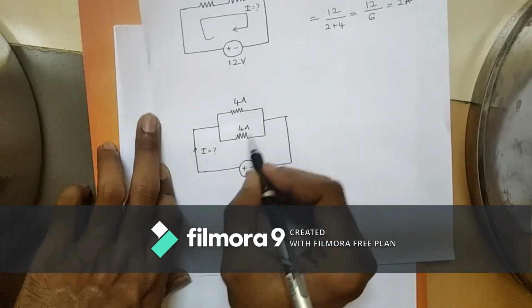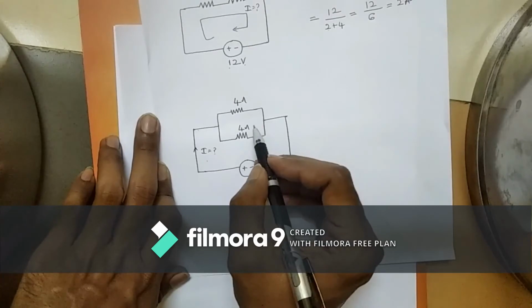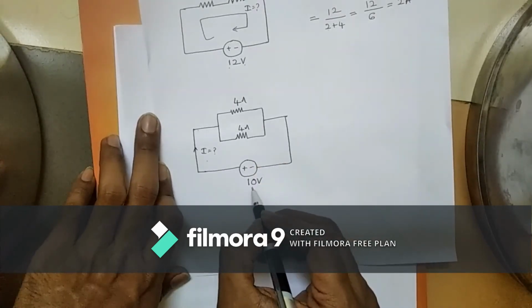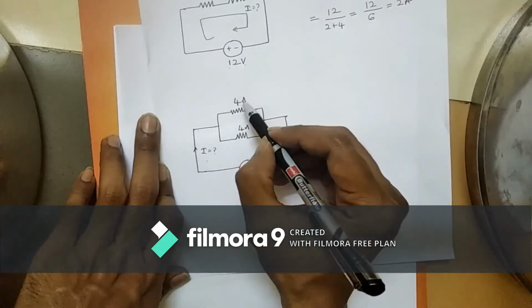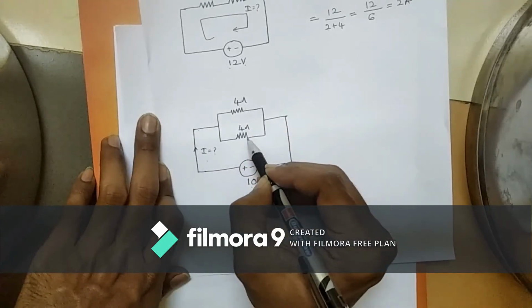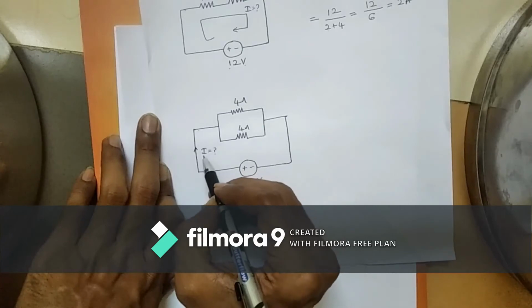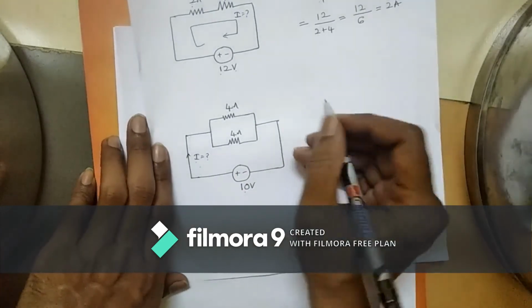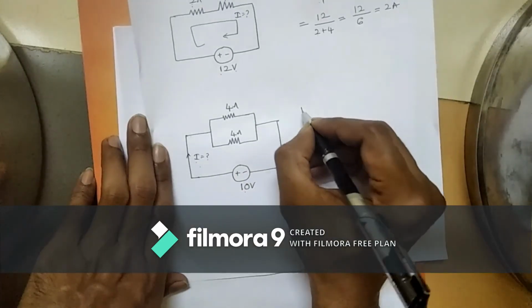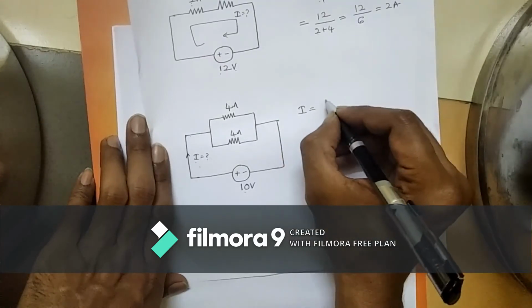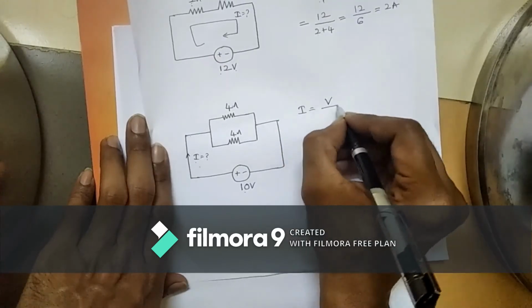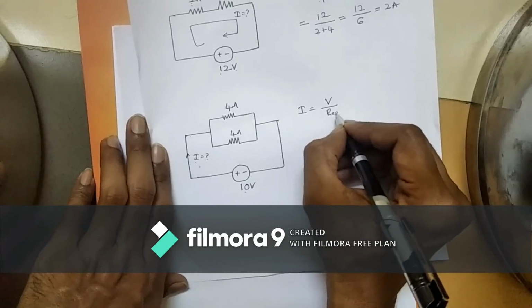So this is also one given network. In this given electrical network, the applied voltage is 10 volt, and here a 4 ohm resistance and a 4 ohm resistance are connected in parallel. And for this given electrical network, I have to find the current I. I know that according to Ohm's law, the current in a given network is the total voltage V divided by the equivalent resistance R eq.